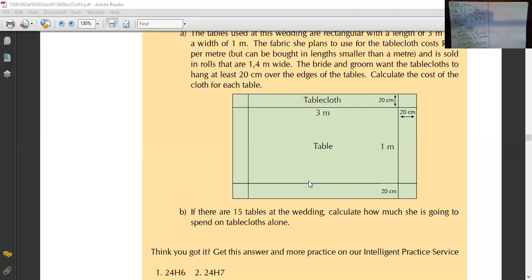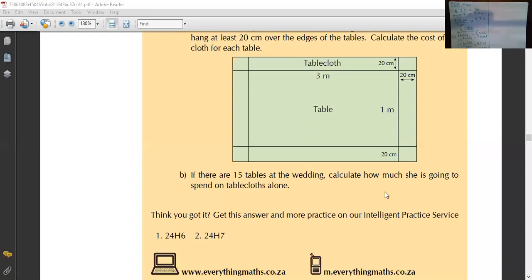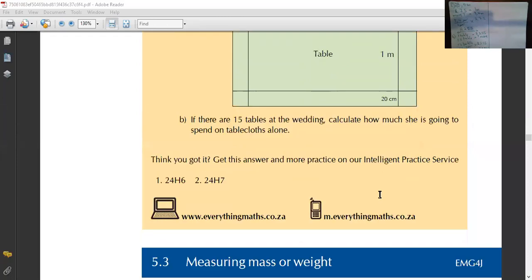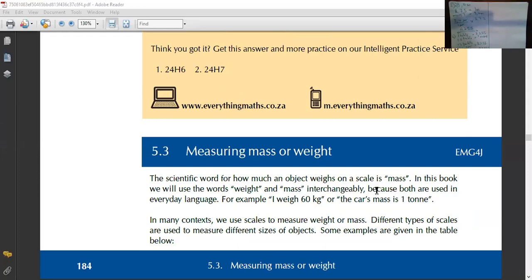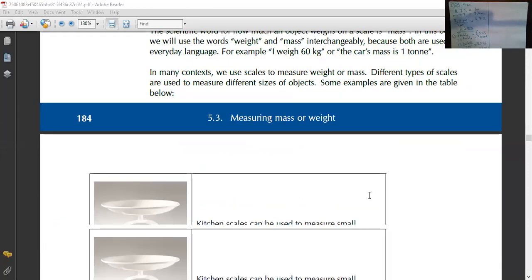Okay, so we are done with part B. It was asking us how many we got. Okay, so let's move on to measuring mass or weight.